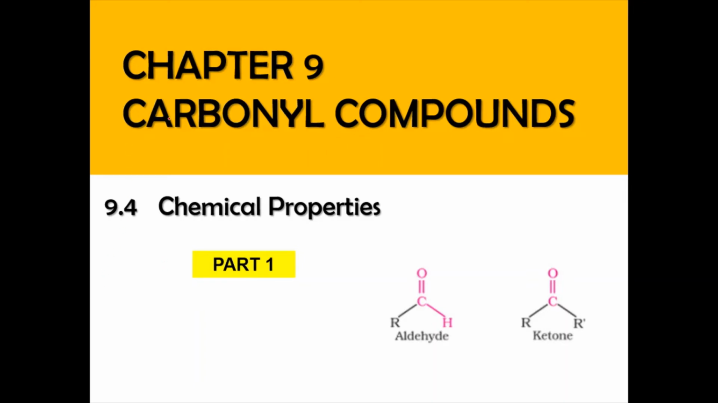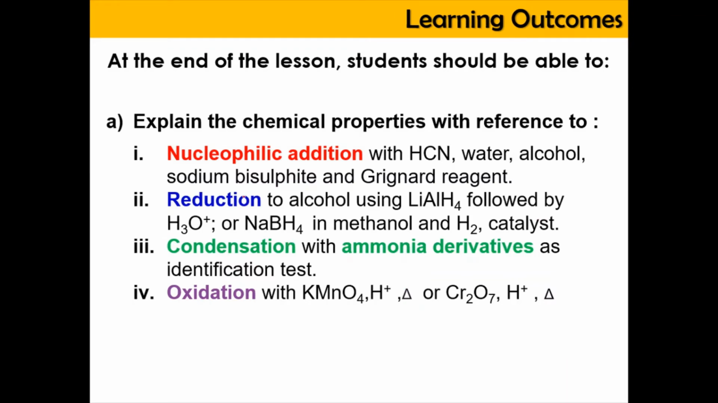So now we are in chapter 9, which is carbonyl compound. And we're going to focus on the subtopic of 9.4, which is chemical properties, part 1 of the video. So in this video, we're going to look at and explain the chemical properties of the carbonyl compound. And then we're going to look into the reactions that it undergoes, which is first nucleophilic addition, where it can undergo nucleophilic addition with the reactants HCN, water, alcohol, sodium bisulfite, as well as the Grignard reagent.